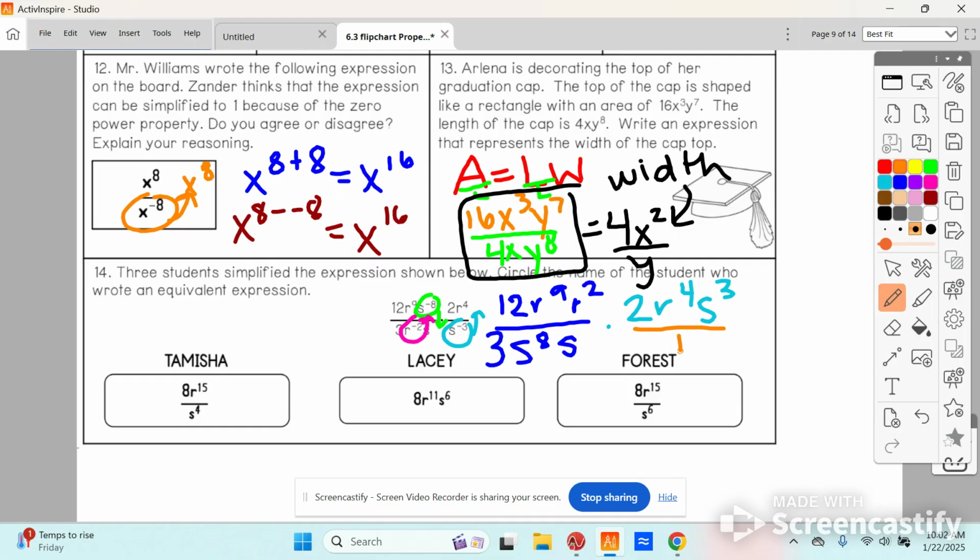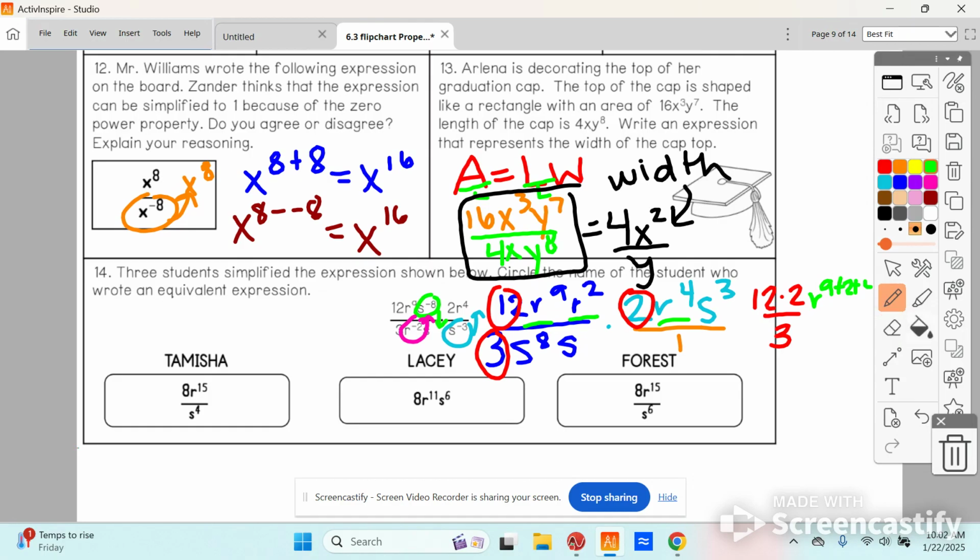Now I group like terms. I have 2 times 12 in the numerator and 3 in the denominator. So 2 times 12 over 3. I have r to the 9th, r squared, and r to the 4th in the numerator. So I have r to the 9 plus 2 plus 4.